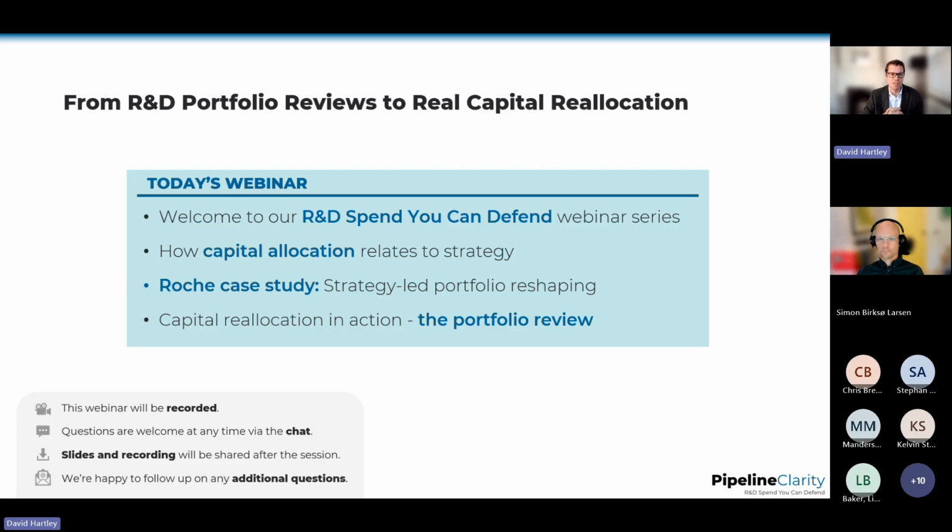Today's session is part of a series that we're going through. The last session that we did was looking at strategy and how corporate strategy translates into R&D strategy and portfolio strategy and some of the challenges with that. Today, we're really talking about how that strategy becomes reality in our capital allocation decisions. We'll describe what we mean by capital allocation in this context to start with. We will go through a case study. Simon will take us through a case study at Roche before talking through in detail the portfolio review, the role of it, how it works, and how that operates as capital reallocation in action.